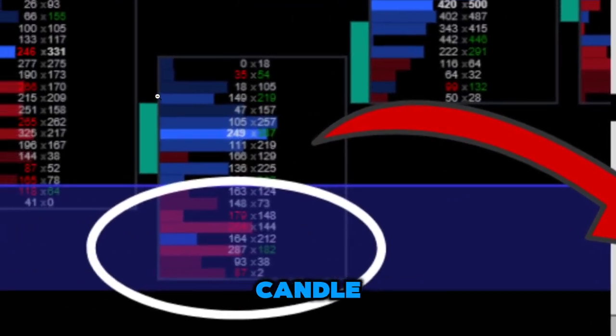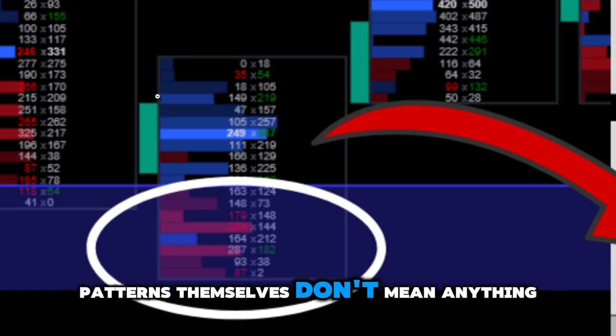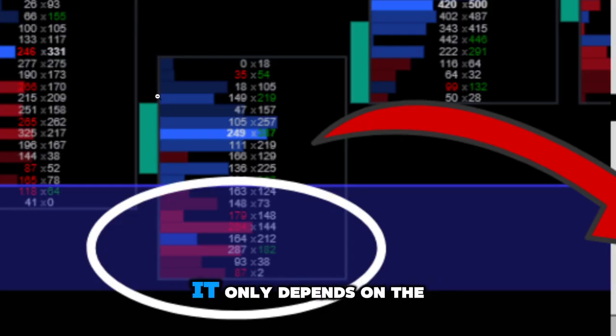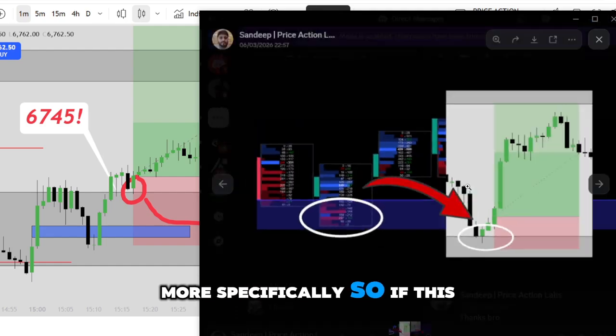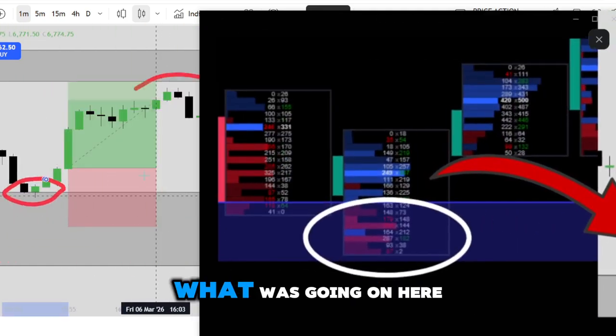So we have a green candle. Candles themselves don't mean anything. Patterns themselves don't mean anything, right? None of these concepts you use mean anything, right? It only depends on the context inside the candles, or the order flow inside the candles more specifically. So if this is the candle that we're dealing with, what was going on here?